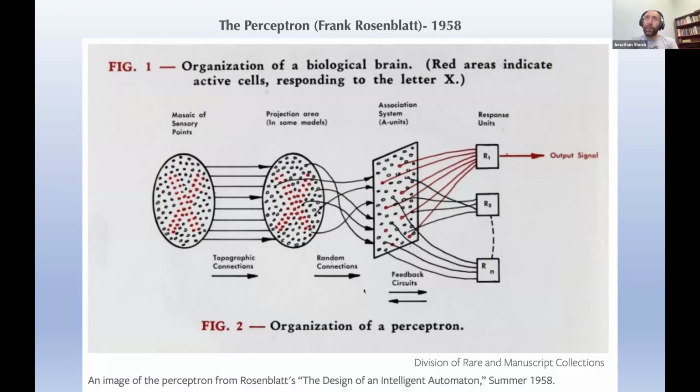Okay, now we move on. We move on to 1958, and Frank Rosenblatt invents what he calls the perceptron. So I'll explain this diagram in a moment, but what I want you to think about to begin with is what happens when you see the letter X written on a piece of paper.